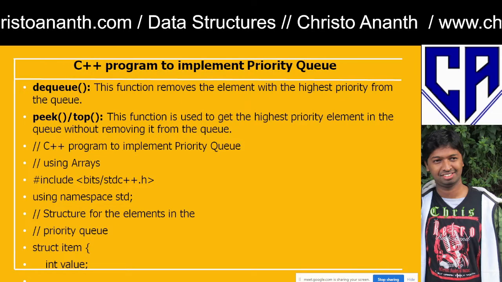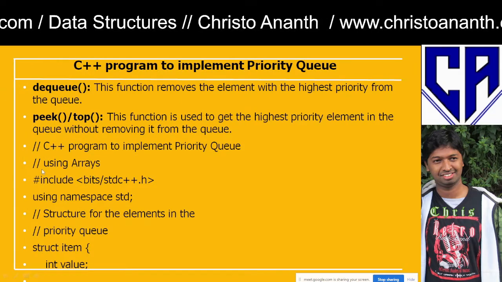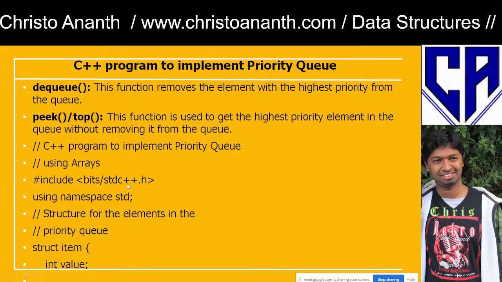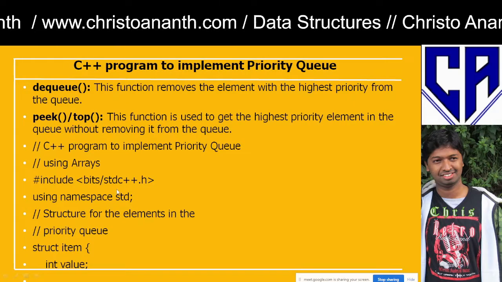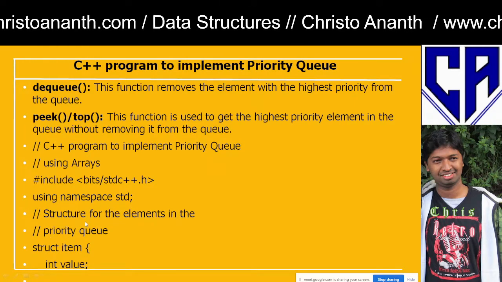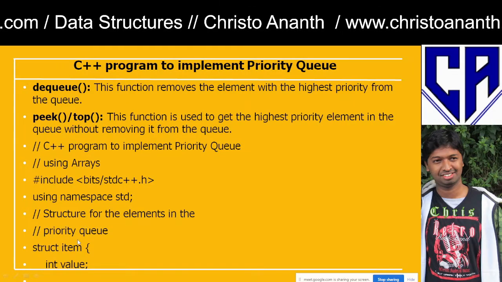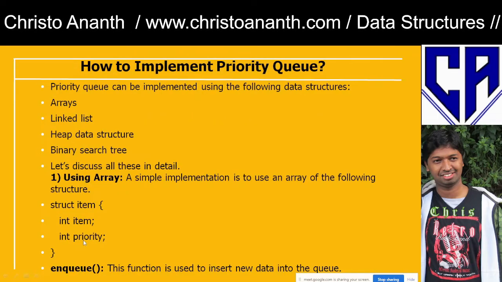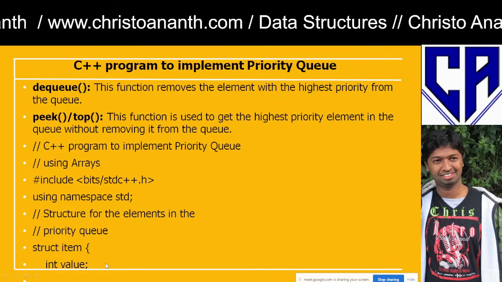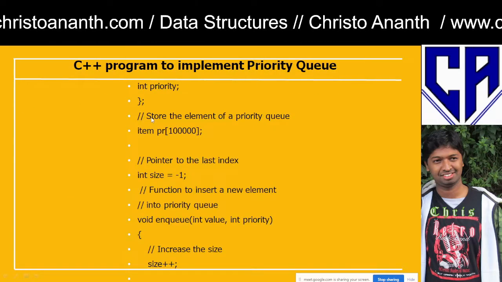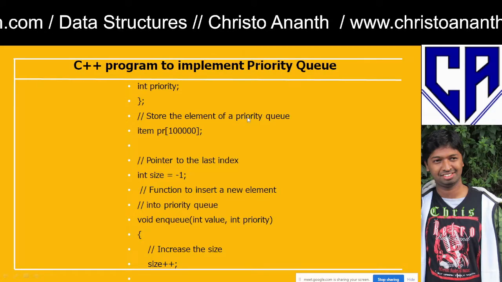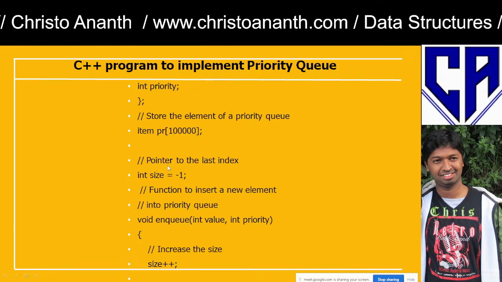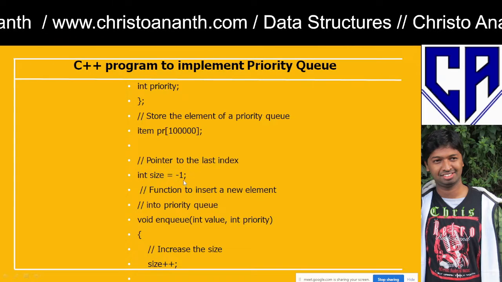So we would implement this priority queue with the help of a C++ program using arrays. Include bits/stdc++.h, using namespace std. Here you will have the structure for the elements in the priority queue: struct item, int value, and int priority. Here you are going to store the elements of the priority queue, item pr of 1 lakh, and a pointer to the last index, int size equal to -1.